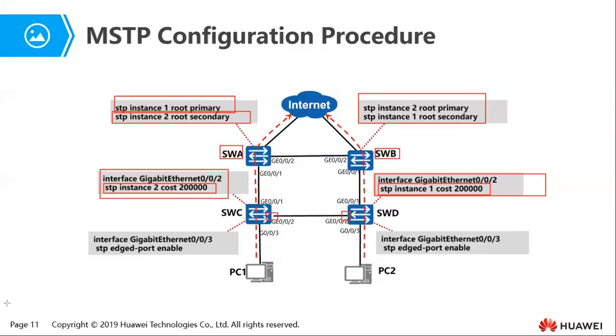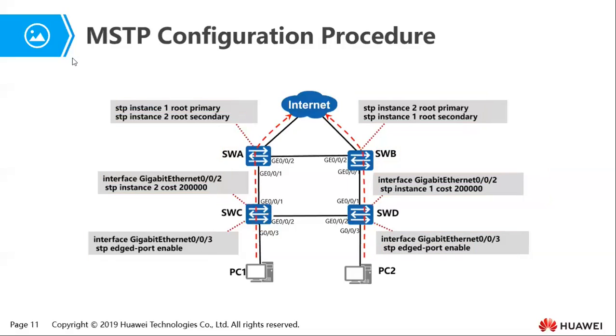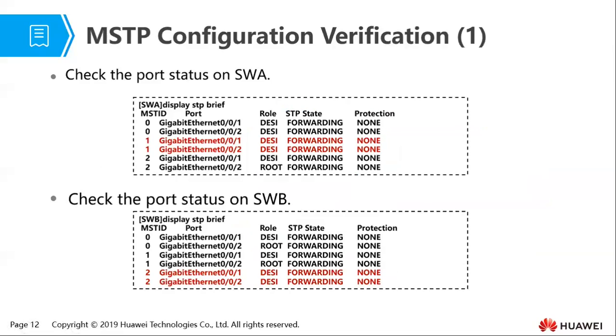The other command here: these are the ports that are connecting to the end devices. So just like in RSTP, we configure them as edge ports by using the command STP edged-port enable. So you go into that particular interface, which is this interface that is connecting to PC2, then you use the command STP edged-port enable. Generally, that is how you configure MSTP. That is the end of the configuration of STP.